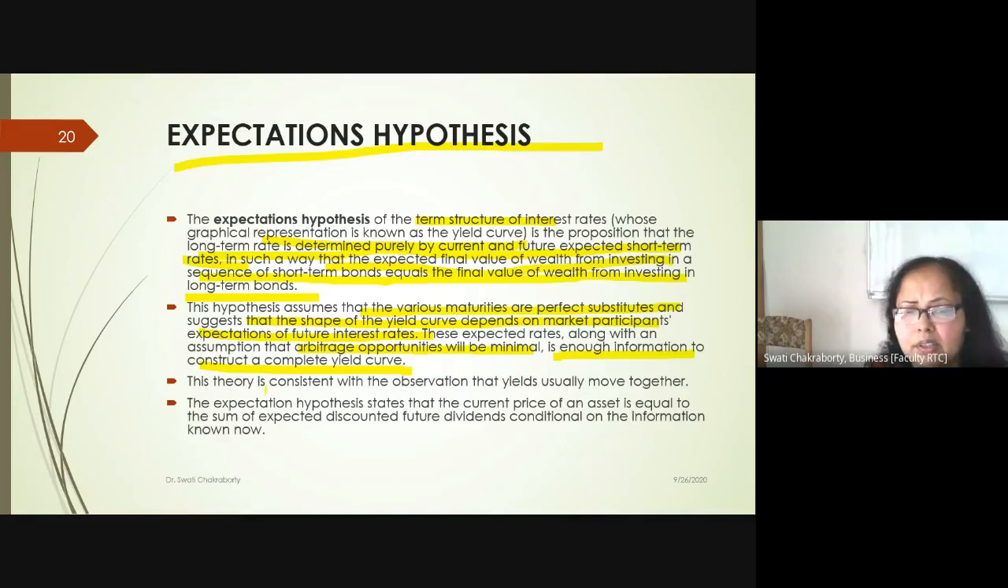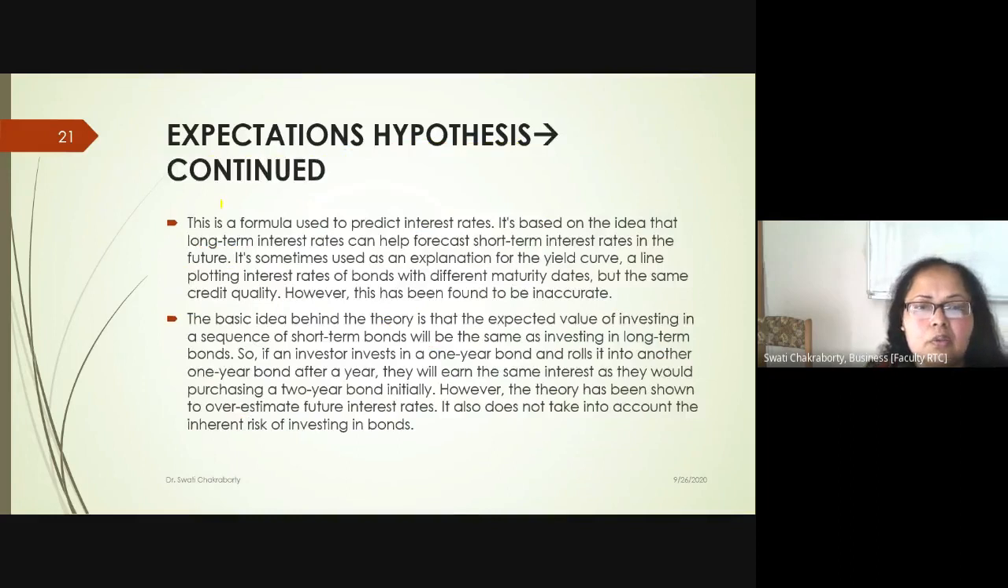And this theory is consistent with the observation that yields usually move together, all yields, right? So it states that the current price of an asset is equal to the sum of expected discounted future dividends conditional on the information known now. So the current price is equal to the sum of expected future dividends, based on the information that you have. So it's basically used to predict interest rates, and it's based on the idea that long-term interest rates can help to forecast the short-term interest rates in the future, right?